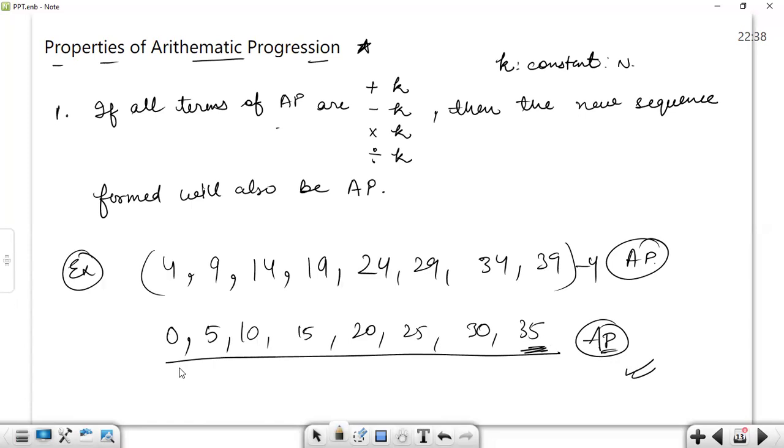So if all the terms of an AP are getting added, subtracted, multiplied or divided by the same number, then the new sequence is also going to be an AP.